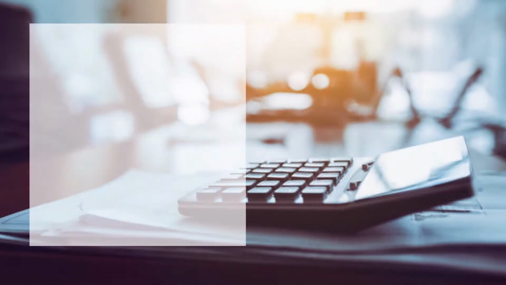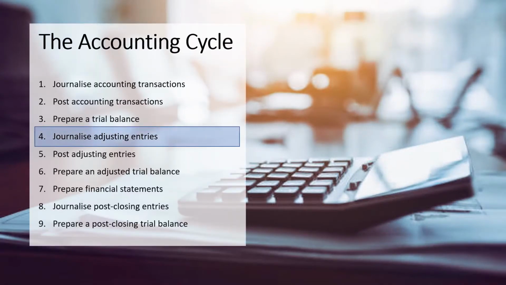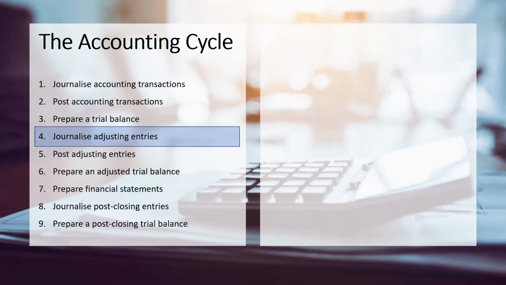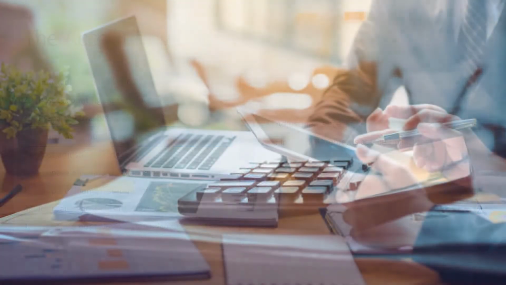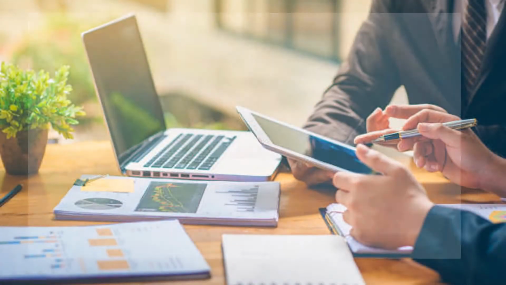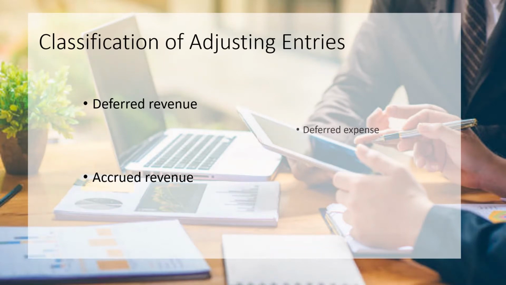Adjusting journal entries is the fourth step in the accounting cycle and occurs at the end of an accounting period after the trial balance is prepared. After adjusting entries are posted, a new adjusted trial balance is prepared to then allow financial statements to be accurately prepared. Adjusting entries can be classified into four different types of entries: deferred revenue, accrued revenue, deferred expense, and accrued expense.